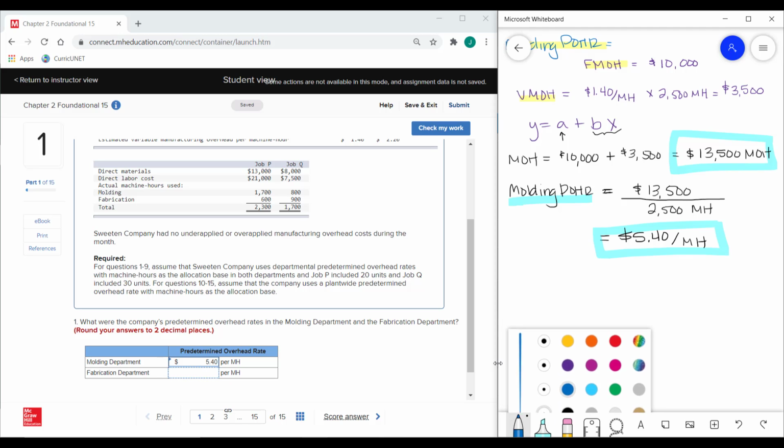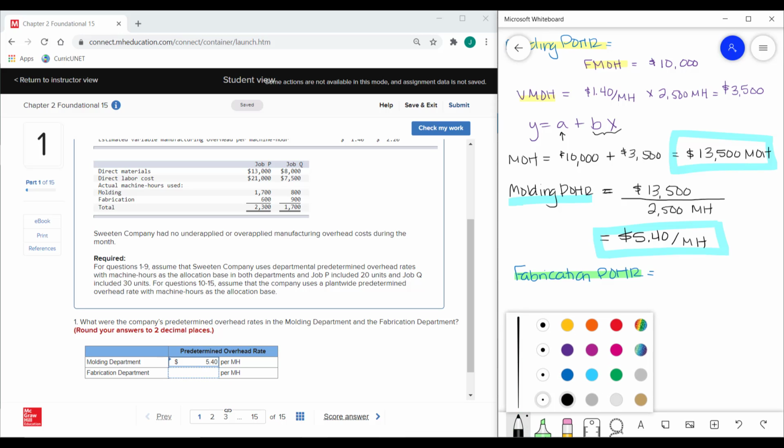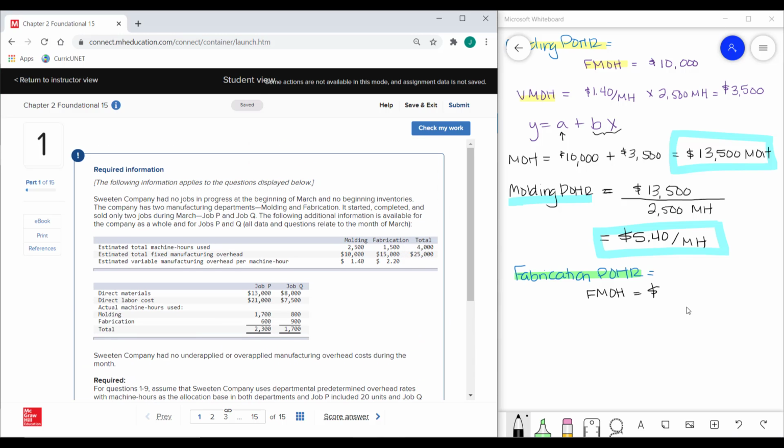Let me switch pens here. Okay, so same approach here, but different department. Okay, so we'll do the fabrication pour. So the estimated fixed manufacturing overhead within the fabrication department, they tell us that is $15,000. Now we need to find the variable portion of the estimated overhead to be incurred within that department. Well, they estimate it's going to cost about $2.20 per machine hour in terms of variable overhead within that department.